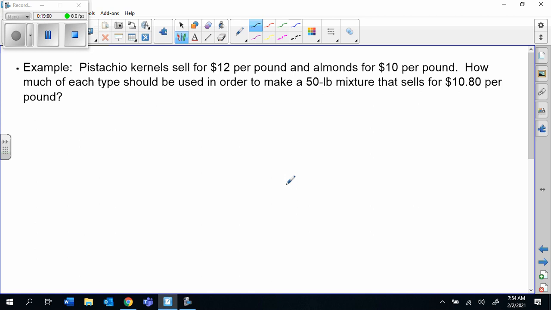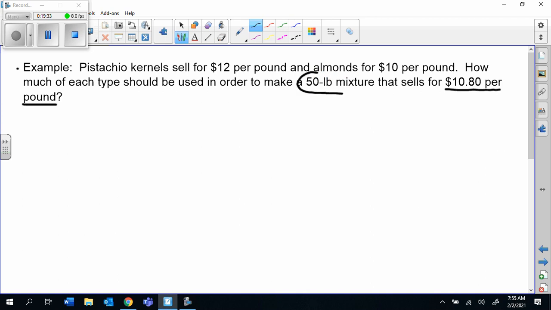All right, this one is one of the ones that's just a little bit different. This is a mixture problem. Notice that it doesn't tell us a total amount we spent. It tells us how much we want the mixture per pound. So let me start at the top. Pistachio kernels sell for $12 per pound and almonds for $10. How much of each type should be used to make a 50-pound mixture?